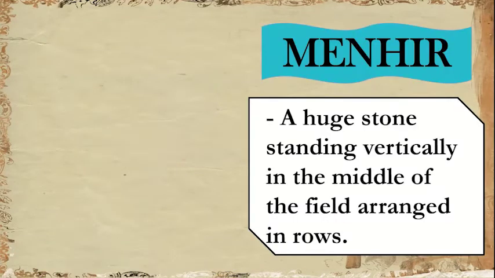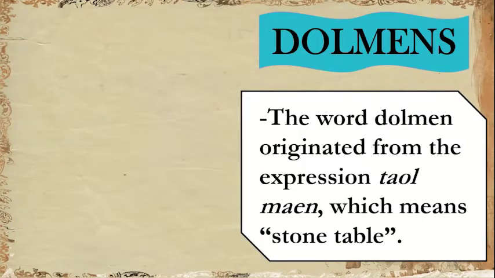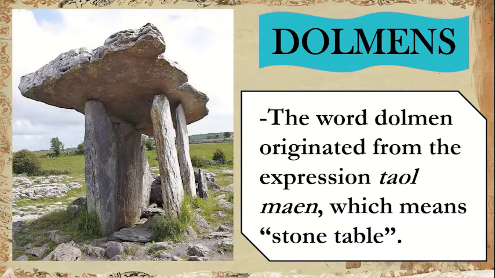First, we have menhir, a huge stone standing vertically in the middle of the field, arranged in rows, just like what you see in the picture. Next is called dolmens. The word dolmen originated from the expression taolmaen, which means stone table. These structures are in the form of a table consisting of 2 huge standing stones supporting a horizontal giant stone, just like this. It is believed that it served as a grave or as an altar.